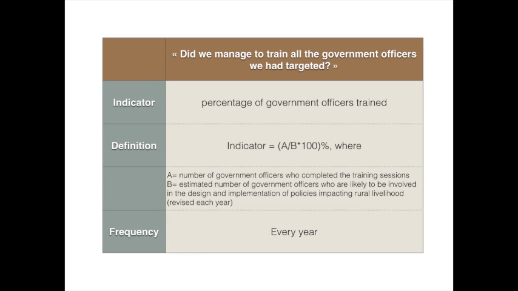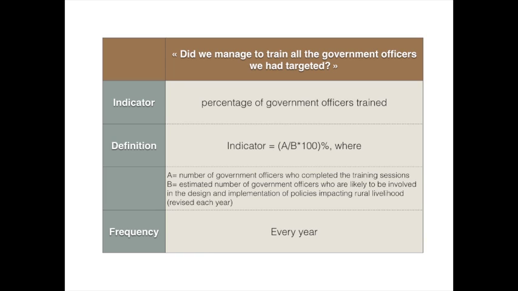And then we are defining the indicator. So here it's A divided by B multiplied by 100, where A is the number of government officers who completed the training sessions, and B the estimated number of government officers who are likely to be involved in the design and implementations of policies impacting rural livelihood. It's revised each year. And we also mentioned the frequency, which is every year.